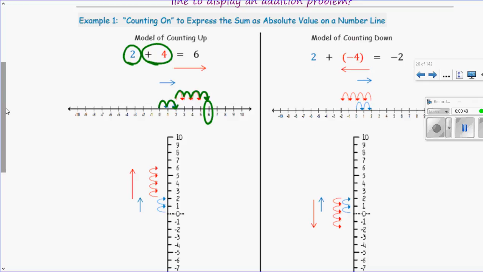Okay, let's move over to the other problem. It still starts with positive 2, so we start the same way, which is moving 2 to the right from 0. But this time we're adding a negative 4. So now I need to move 1, 2, 3, 4 to the left, and I land at negative 2. It is almost the exact same thing on the vertical number line.